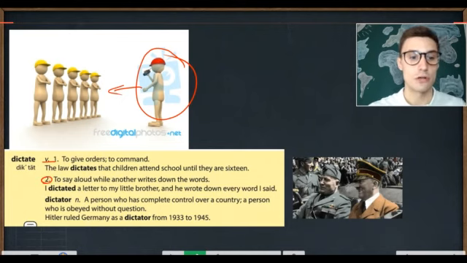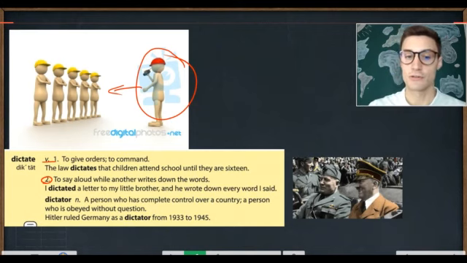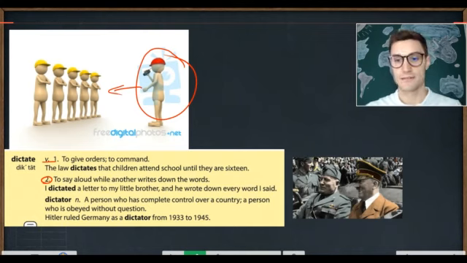Dictate is also to say aloud while another writes down the words. You dictate a letter. I dictated a letter to my little brother, and he wrote down every word I said. So you tell someone what to write. You dictate.